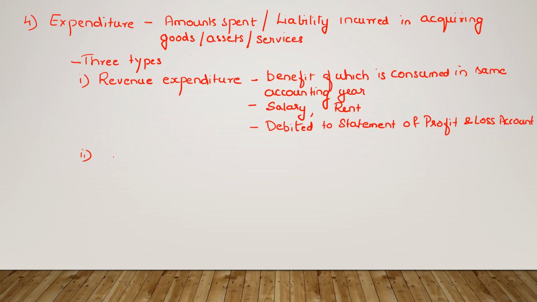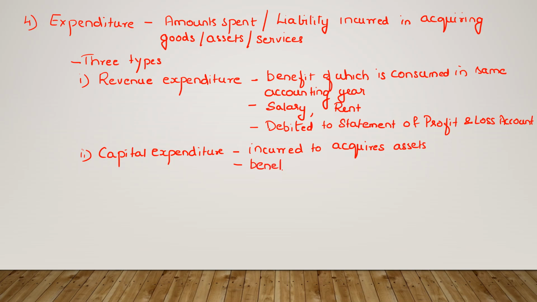The second type of expenditure that we will be discussing is called capital expenditure. So, capital expenditure refers to the expenditures which are incurred to acquire assets. Like in our case, Smita acquired a computer, which is an asset. She incurred an expenditure to create an asset. So that type of expenditure is a capital expenditure, the benefit of which is going to accrue to her over a long period of time.